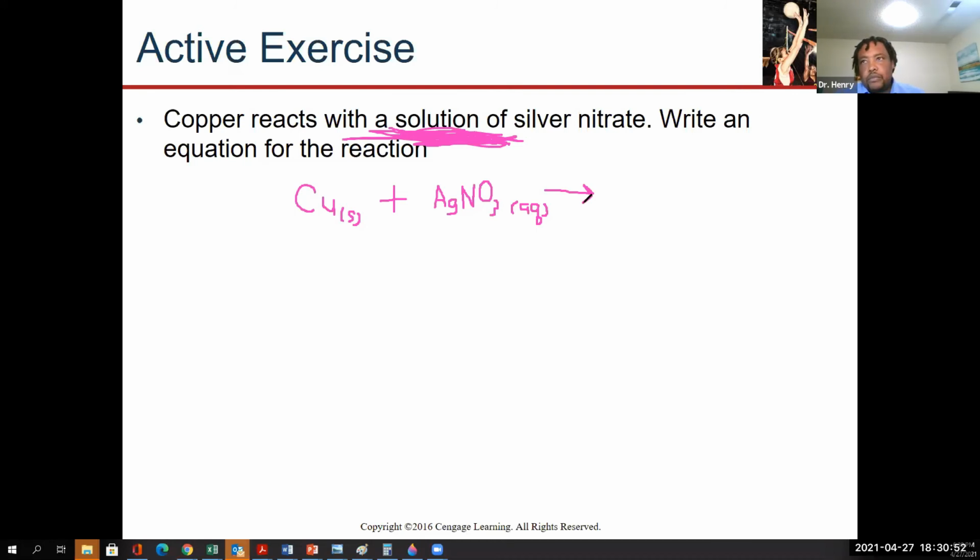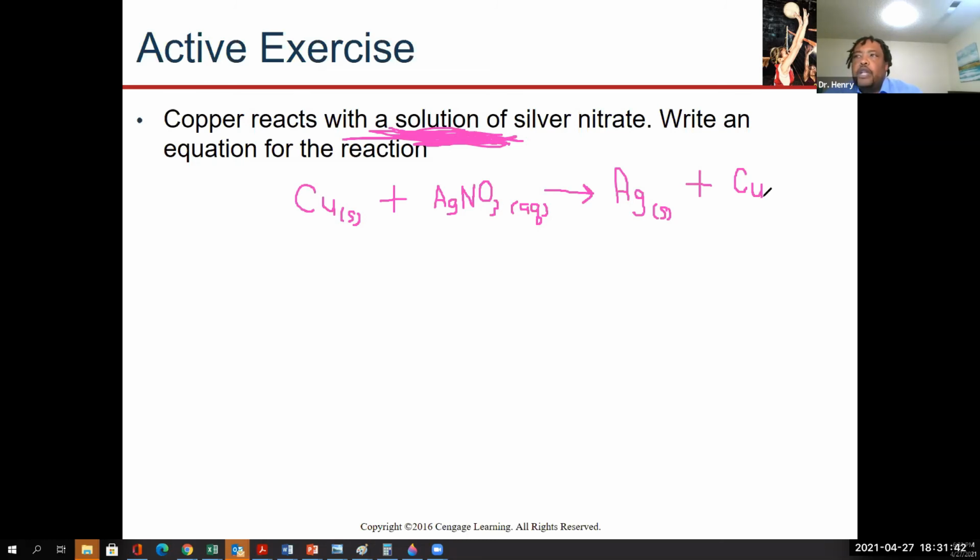Would it be silver by itself and then copper nitrate? Silver by itself. And copper nitrate. Copper what nitrate? I should tell you this. So usually when you have a replacement reaction or an oxidation reaction, most transitional metals like to be 2+. Except for silver. Silver is always going to be that +1. So it's going to be copper 2 nitrate.